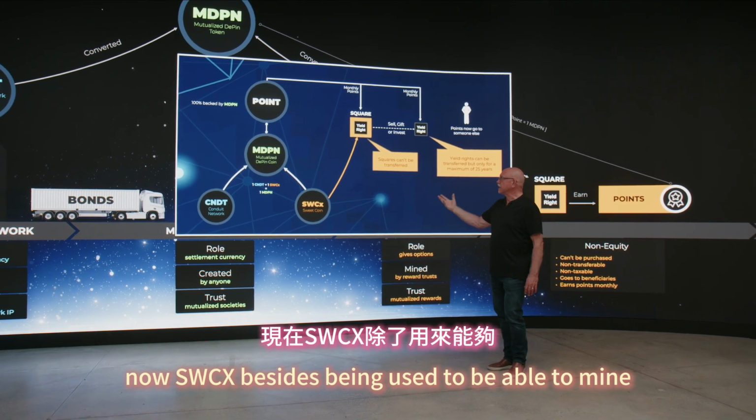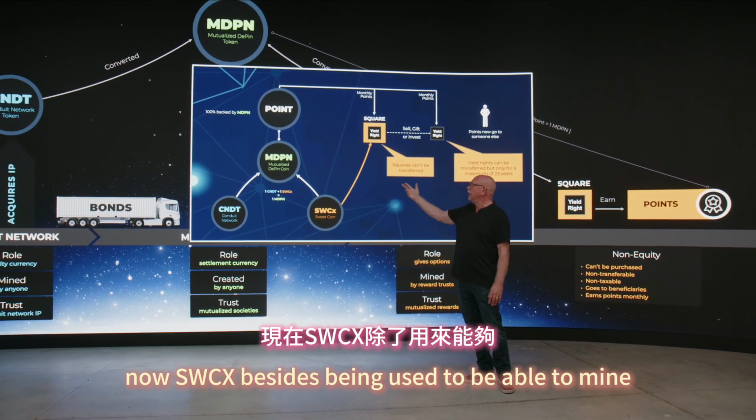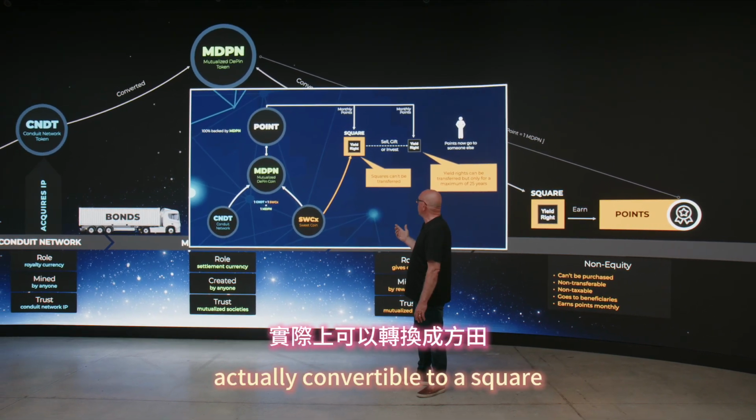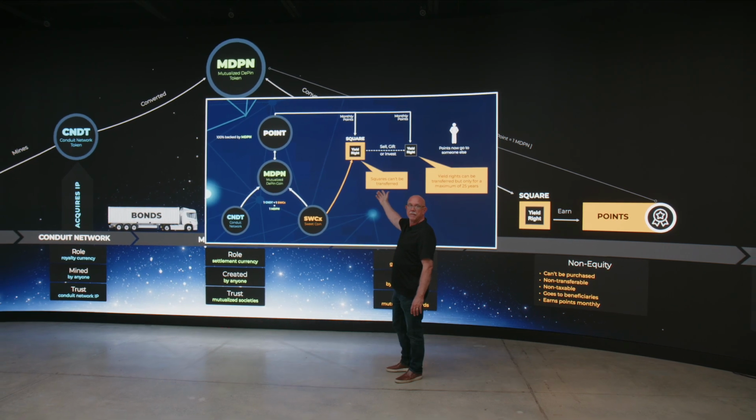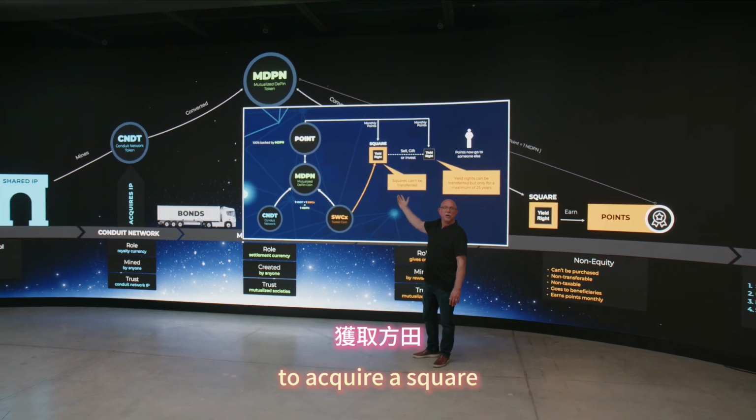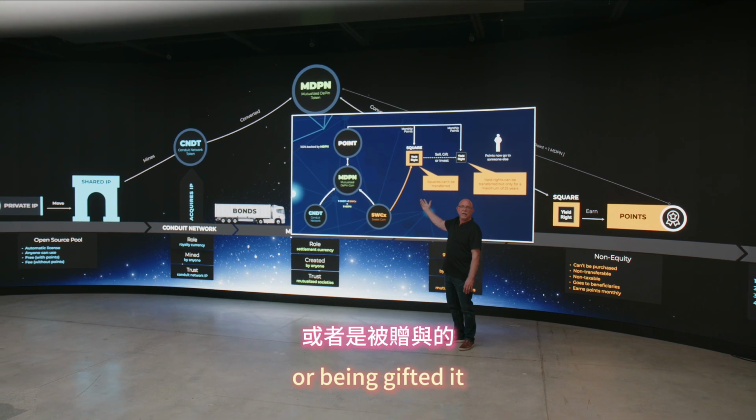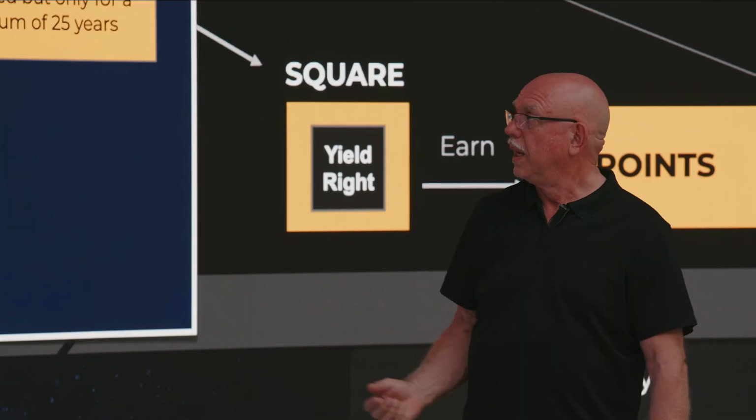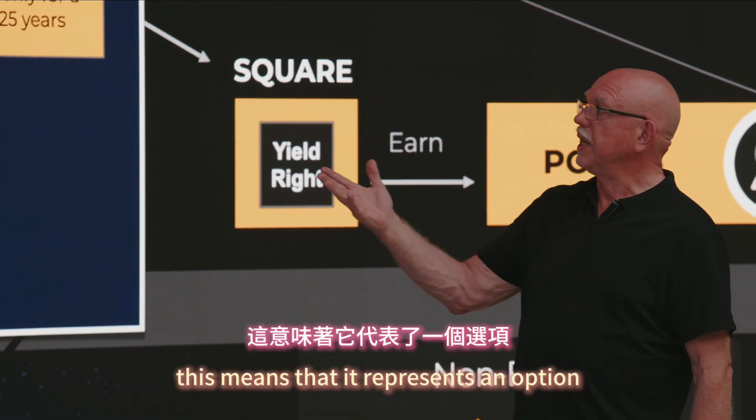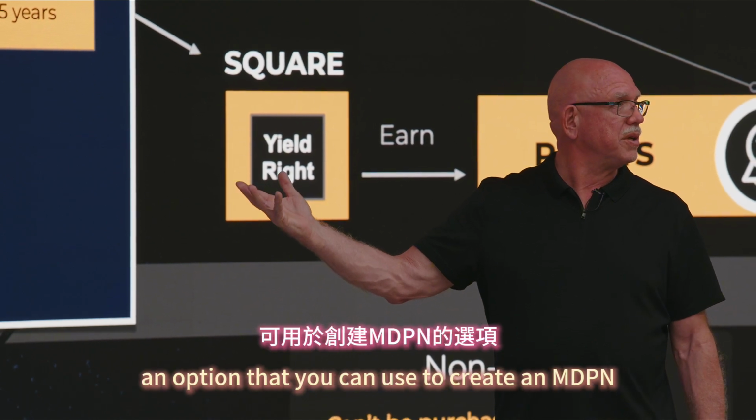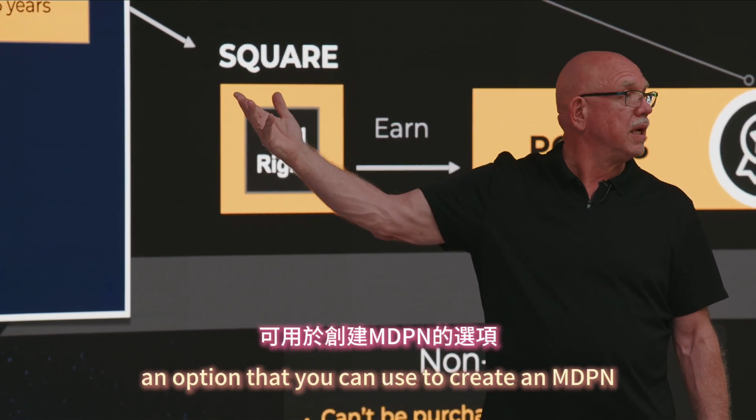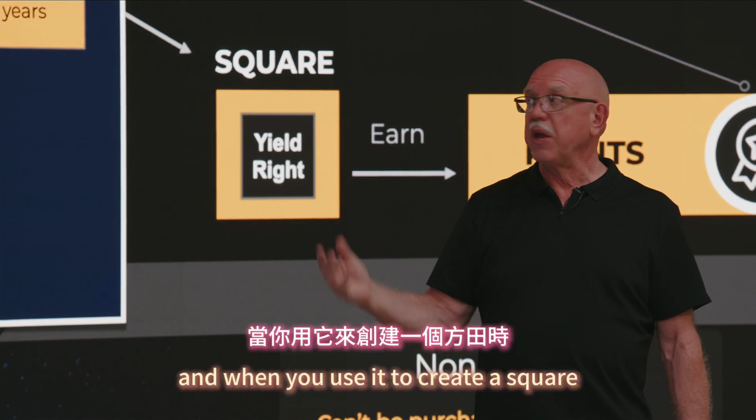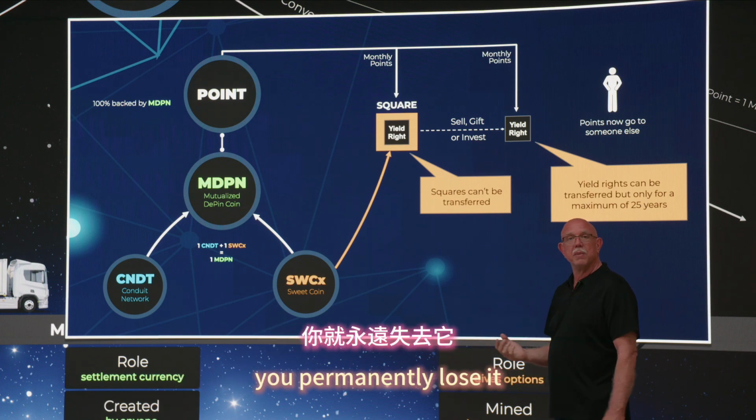Now, SWCX, besides being used to mine MDPN or to create MDPN, is actually convertible to a square. It is the only thing that you can use to acquire a square without earning it or being gifted it by somebody else as a result of their death. This means that it represents an option that you can use to create an MDPN, or to create a square, or to hold. And when you use it to create a square, you permanently lose it.